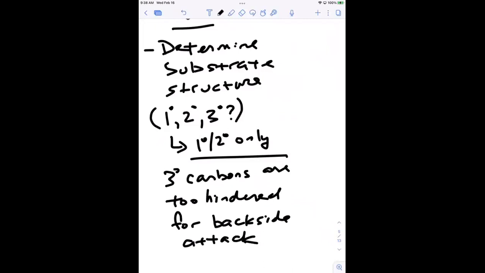So for that backside attack of your nucleophile, the tertiary carbon is too hindered. You can't do it. So tertiary carbons go through SN1. They never do SN2, ever. Like, it's impossible.